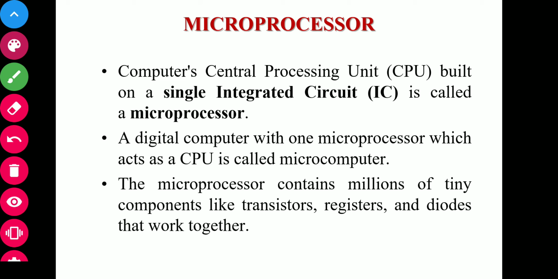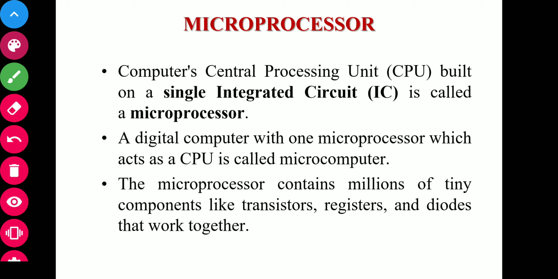So a computer central processing unit, CPU, built on a single integrated circuit, that is IC, is called a microprocessor. A digital computer with one microprocessor which acts as a CPU is called a microcomputer. So what is inside the microprocessor? We cannot physically see what is inside. Actually, the microprocessor contains millions of tiny components like transistors, registers, and diodes that work together to perform the operation.